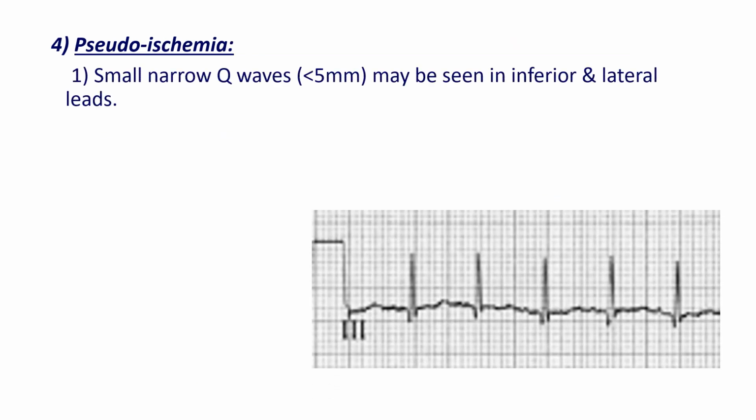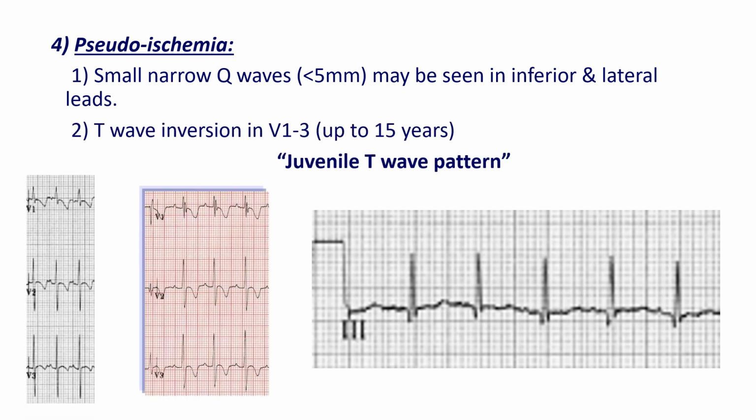There are some pseudo ischemia signs. So there will be small Q waves, usually less than 5 millimeters, maybe seen in the inferior leads and lateral leads in peds. And there will be the T wave inversion from V1 to V3, and they can stay up to the age of 15 years old, and they're called juvenile T wave pattern. You need to be aware about a couple of things.